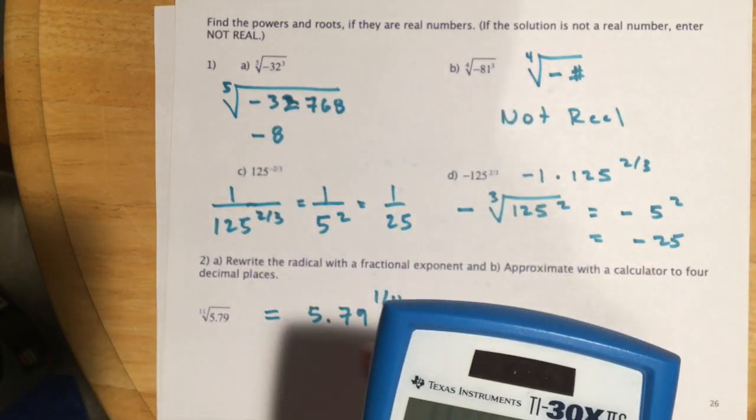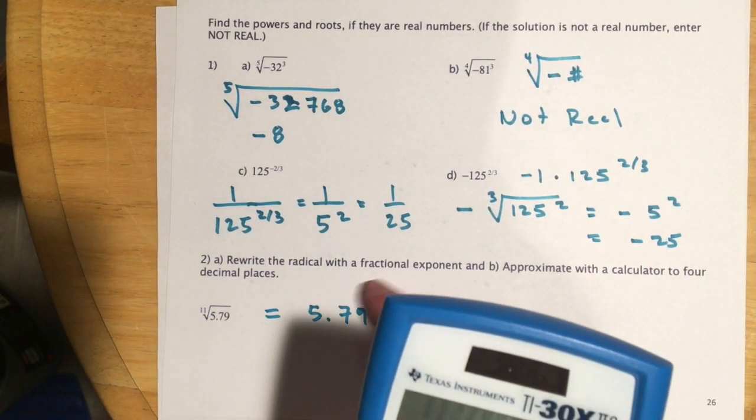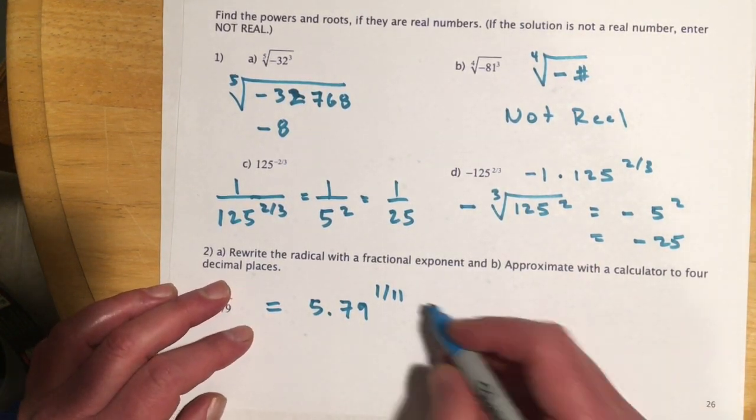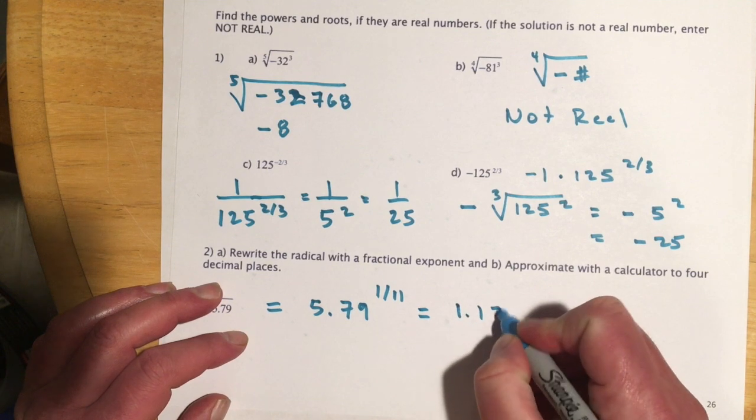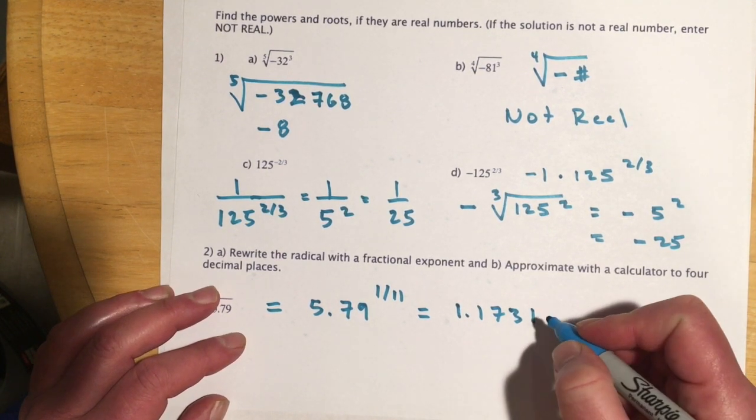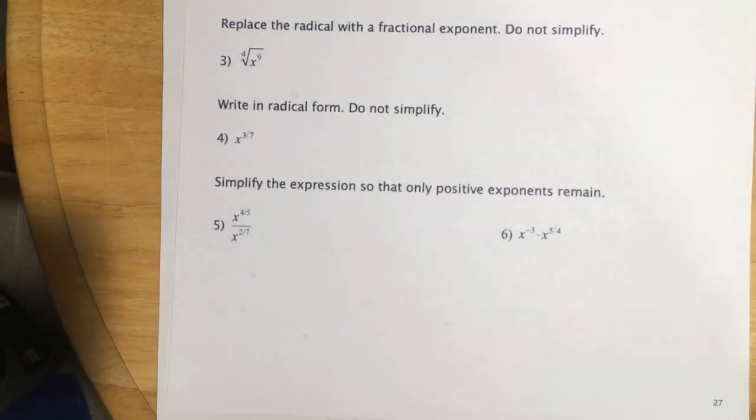And I get that. I could do the same thing, raising it to the 1/11th. I just have to make sure I put parentheses around that. So to 4 decimal places, that's 1.173, and it was 0.9, so that will be 1.